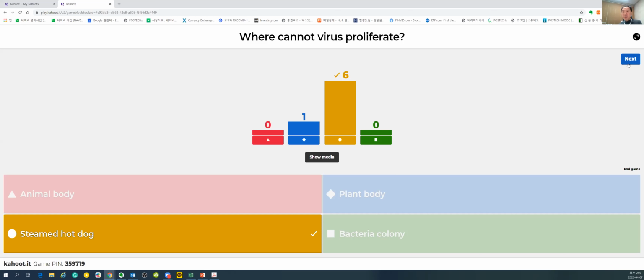That's the important part. Just a nutrient itself, like a steamed hot dog, can be a good nutrient for bacteria, but for virus, if there is no living cell, then they cannot survive and they cannot proliferate in that environment. Okay, that's the key part. Virus needs other live machinery, live cells around. Okay, move on.